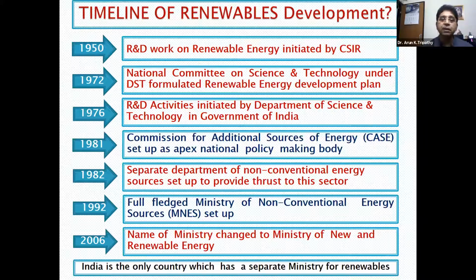And this commission gave its report in 6 months. And then by another year, a separate department of non-conventional energy was in place. Today, it is a full-fledged Ministry of New and Renewable Energy.